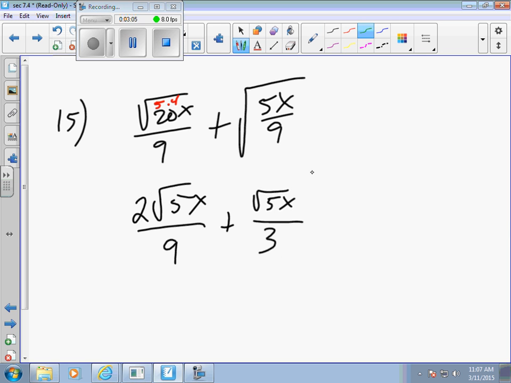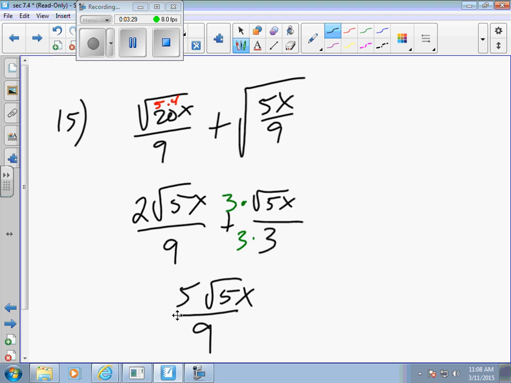Again, if the radical part is the same and there's a fraction, we also need common denominator, so I'm multiplying top and bottom by 3. So when I do that, I end up with 2 square roots of 5x plus 3 square roots of 5x gives me 5 square roots of 5x all over 9.